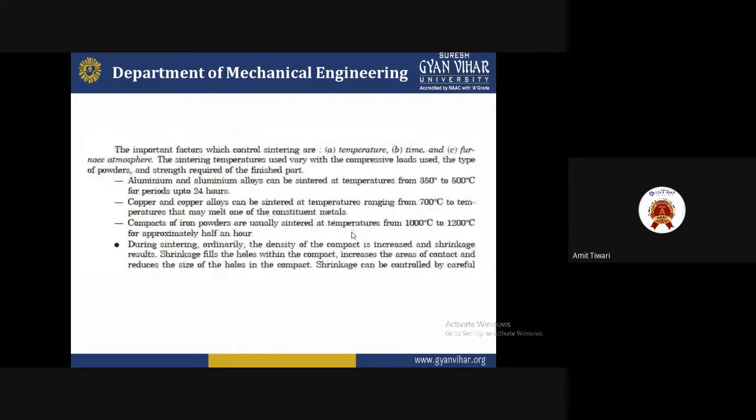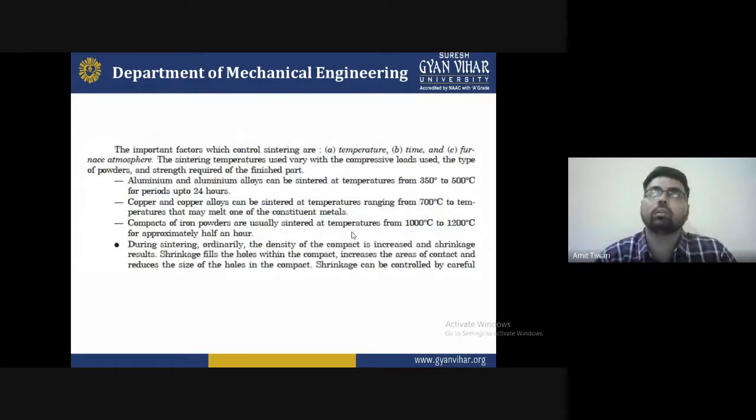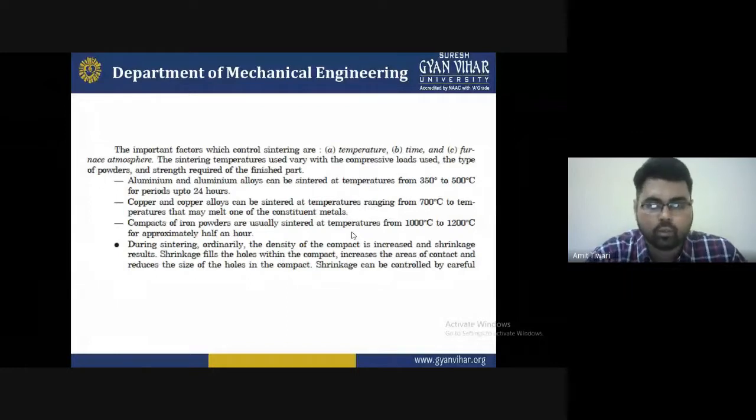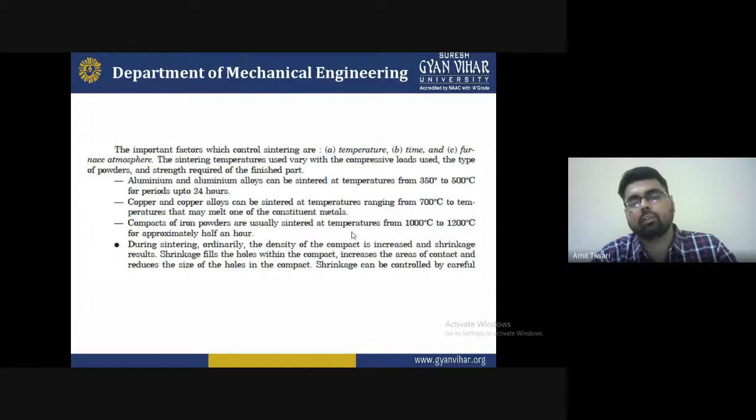Next one is the important factors which control the sintering. The factors are temperature, time, and furnace atmosphere. The sintering temperature used varies with the compression load used, the type of powder, and the strength required for the finished part. So we have to decide the important factors which control the sintering: temperature, time, furnace atmosphere. Because for temperature, we have to check the temperature range, what time is required for particular hours, and for the furnace temperature also we have to maintain it, because if the temperature increases too much, then the particles will be burned and it will be disadvantageous for us. So for preventing this, we maintain the furnace temperature.